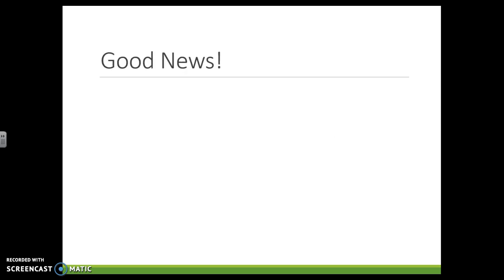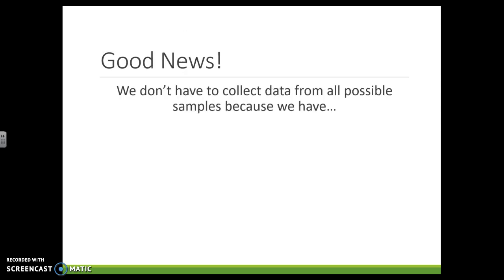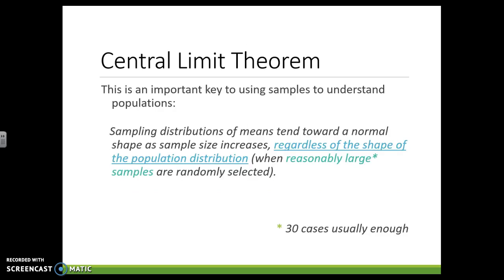Good news is we don't actually do this in real life because we have theory, specifically the central limit theorem. This states that sampling distributions of means tend towards a normal shape as sample size increases, as long as it's reasonably large samples and it's randomly selected. Reasonably large means 30 is usually enough.